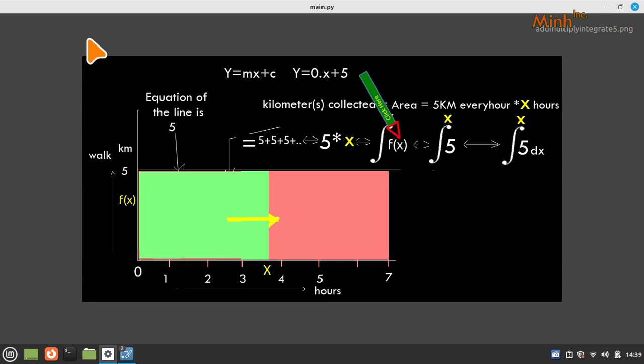Fx is nothing but 5 only. So it is like this, and then it is 5 and x. So we add dx. We just believe that it is varying in the x direction, nothing more than that.